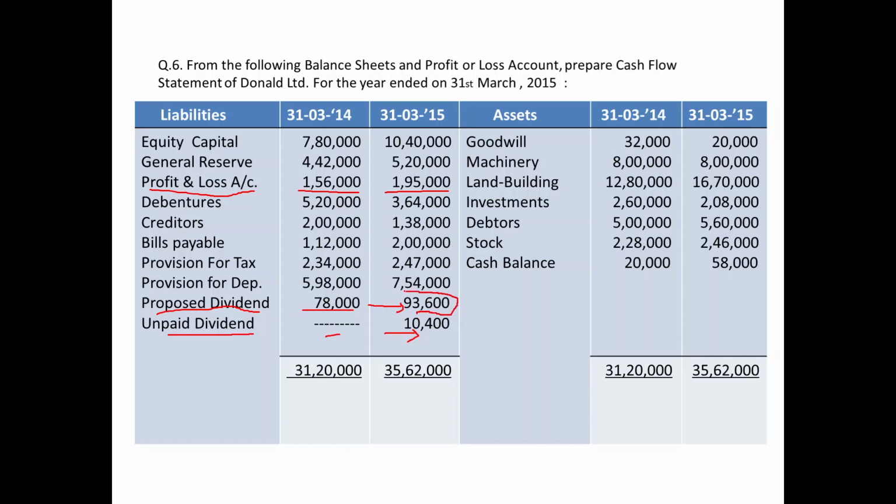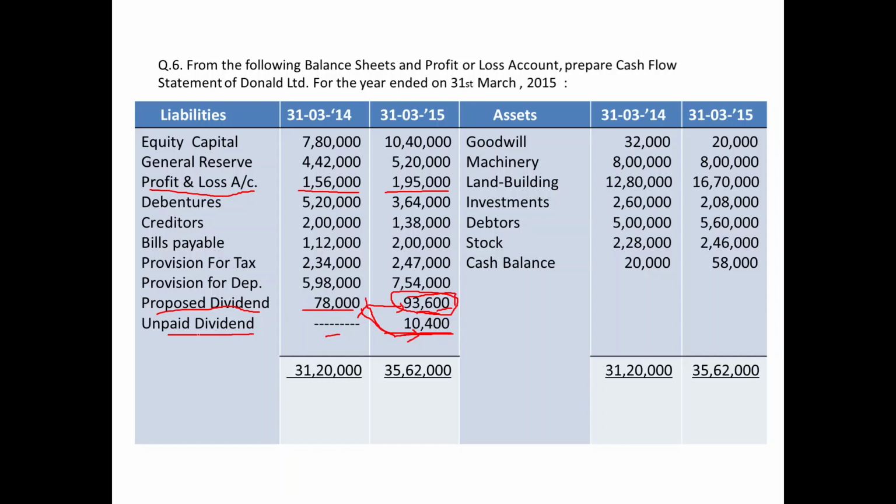So 93,600 is the proposal for the proposed dividend of the current year. It cannot be paid in the current year. It would be paid in the next year when the company will receive the consent of the shareholders in the AGM, which will take place in the next year. तो ये तो अगले साल में चुकाना है। तो ये 10,400 लास्ट ईयर के प्रपोज डिविडेंड के साथ ही रिलेटेड है, क्योंकि लास्ट ईयर का प्रपोज डिविडेंड ही इस साल में चुकाया जाता है। So 10,400 unpaid dividend is related with the proposed dividend of the last year.